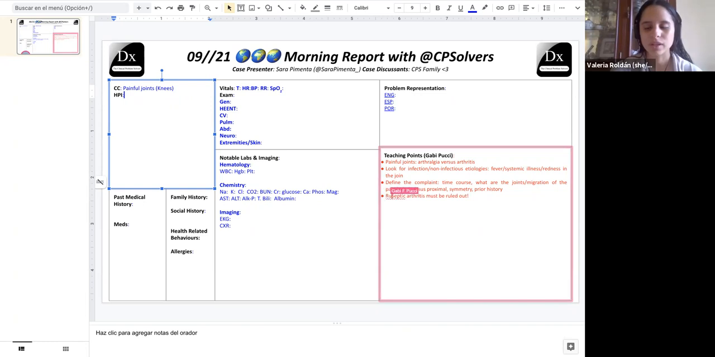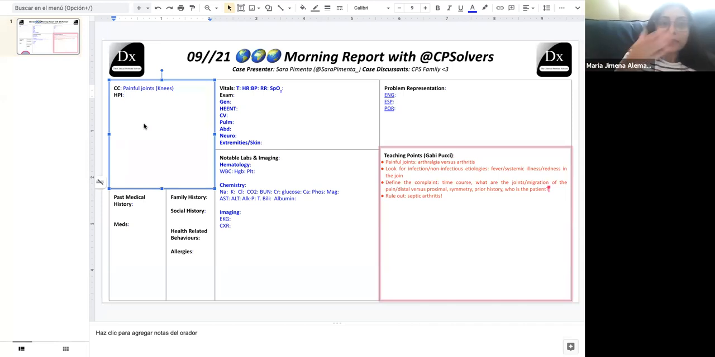Great. Love the questions that you share with us, and also thinking who is this patient, and also making the emphasis, as well as Kirtan, that septic arthritis is one thing that we don't want to miss on a patient that comes with painful joints. So great.